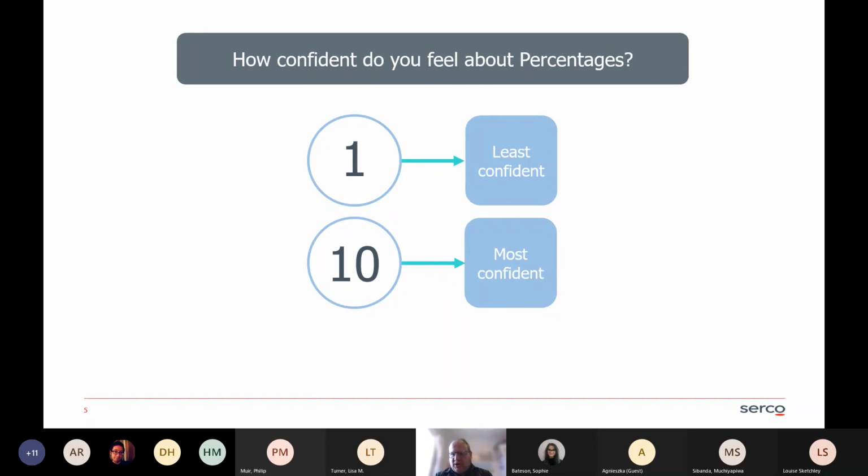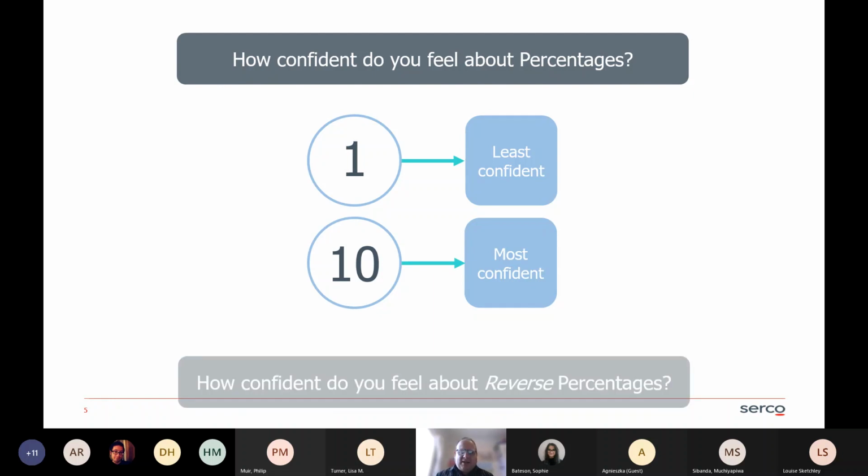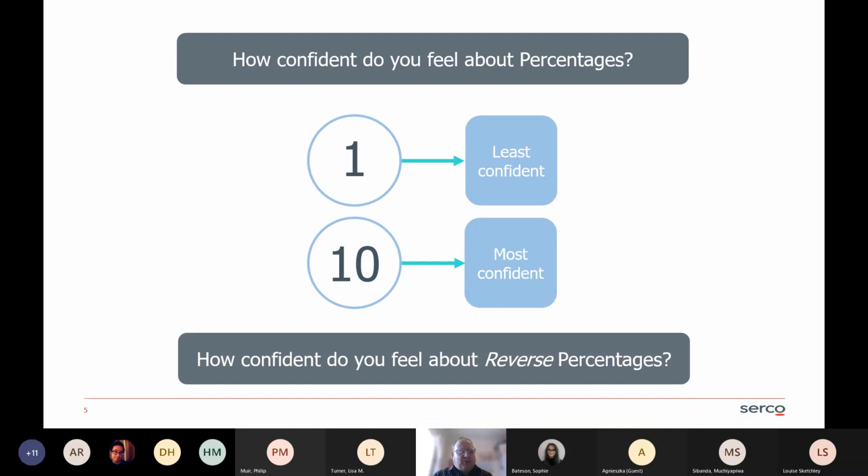Some higher numbers there, a couple of lower ones as well. Very specific from Mucci at 7.5, that's good. Okay, good, it's quite a range and varied there. So what about this thing called reverse percentages? How confident do you feel about that? Are you aware that it's different to percentages? Or didn't you know there was any difference at all, never heard of it? How do you feel, 1 to 10, for reverse percentages?